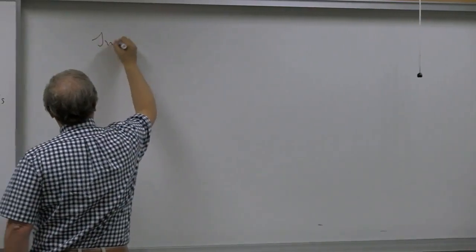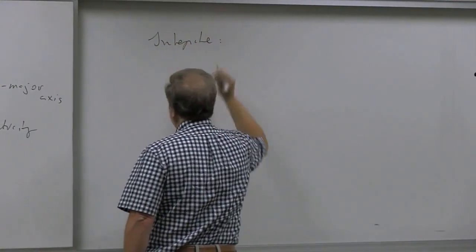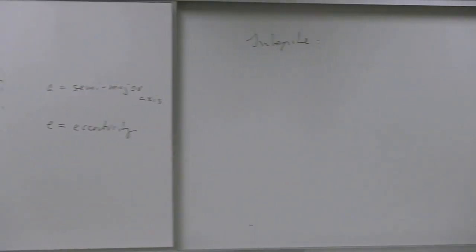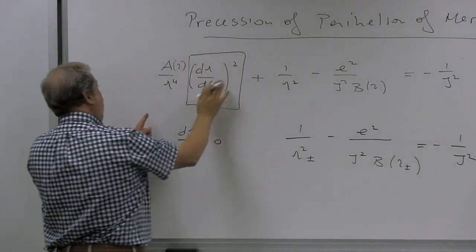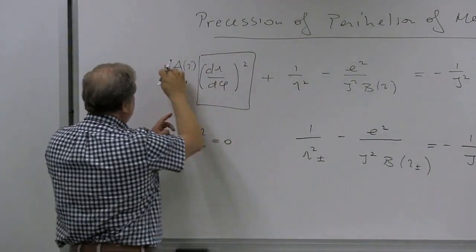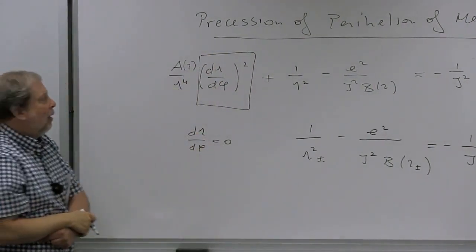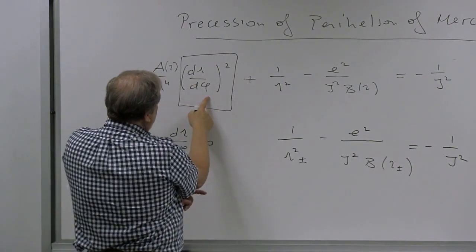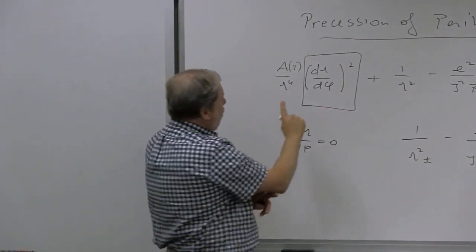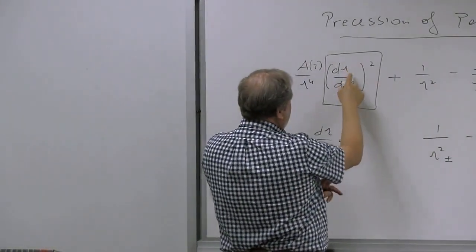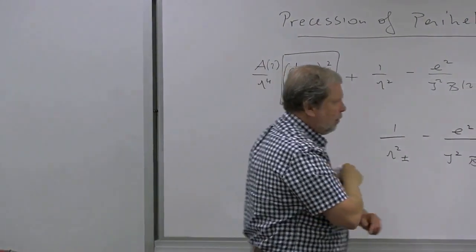So integrate. Right, integrate this equation. In other words, we take this term here and isolate it, which means we multiply everything by r to the 4th divided by a. That will give us dr by d phi when we take the square root. And then what we want is not dr by d phi, but d phi by dr, so we take the inverse of that.